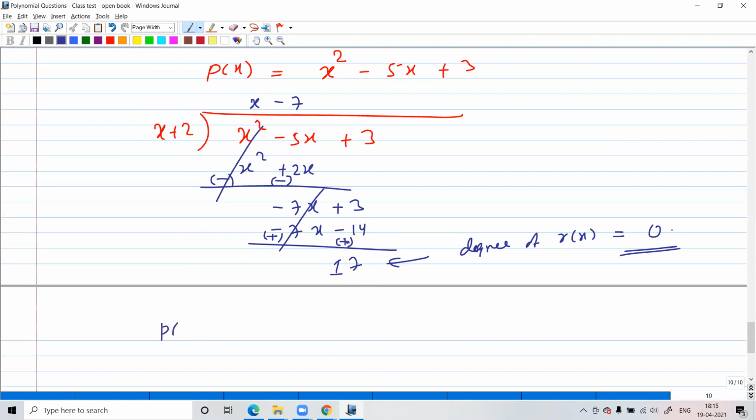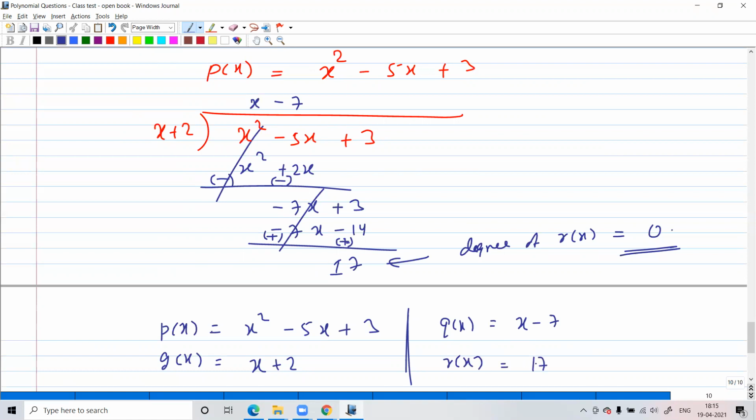So write it down. Your p(x) is x squared minus 5x plus 3. g(x), we have carefully chosen to be x plus 2 because it has to be of degree 1. Only then will my remainder be of degree less than 1, that is a constant polynomial. q(x), we don't care, but still write it down because we have to write everything. What is my p(x), q(x), g(x), and r(x)? Everything we should write down. Since we have shown the division over here, it will definitely follow the division algorithm, and we can see that whatever condition they had asked us, we have fulfilled that condition. The remainder is of degree 0.